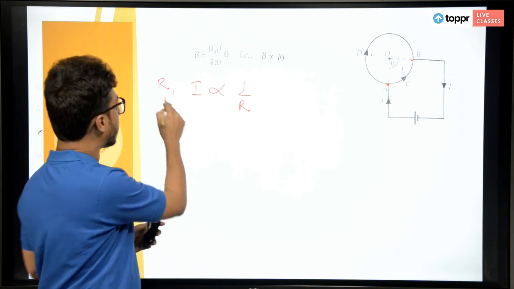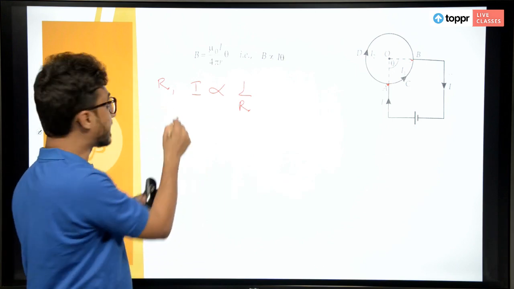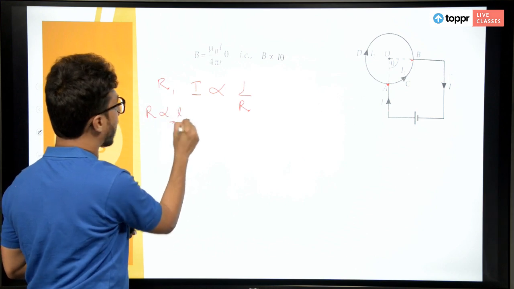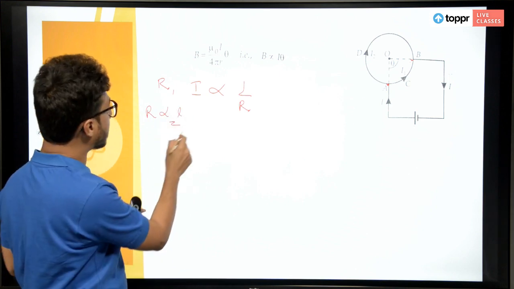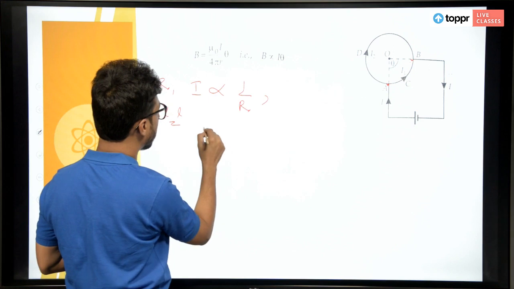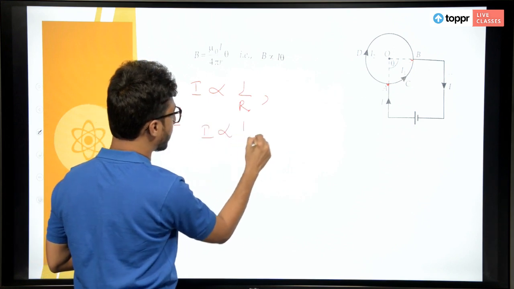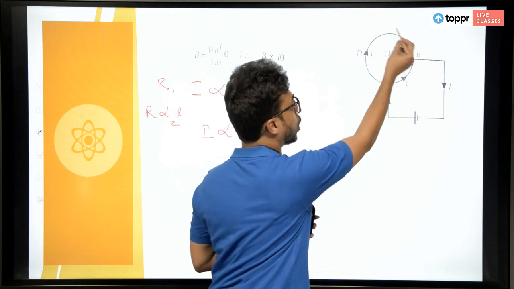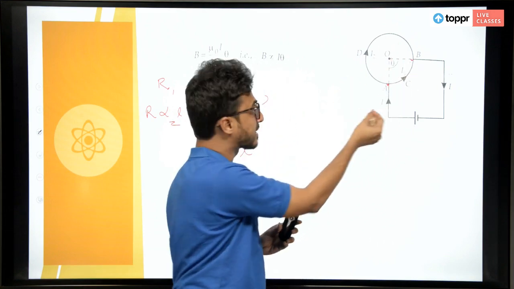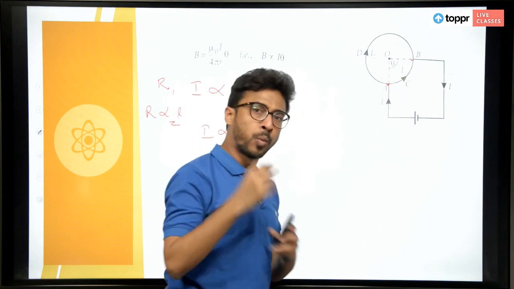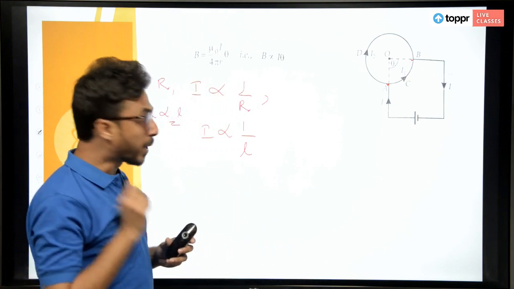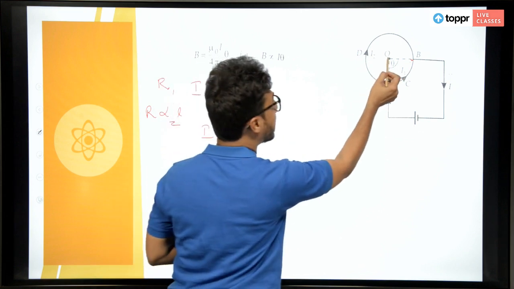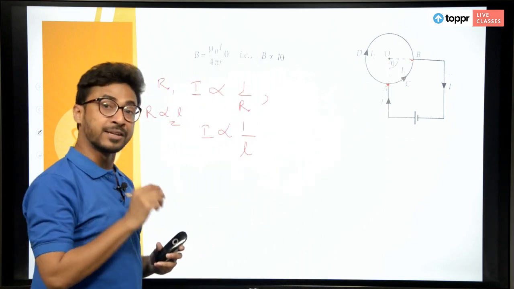Now, as resistance is itself proportional to the length, we can say the current is inversely proportional to the length. So, if it is a longer length, I2 will be lesser than I1. Now, why are we discussing current? Because we need to find out the magnetic field generated at the center of the coil.